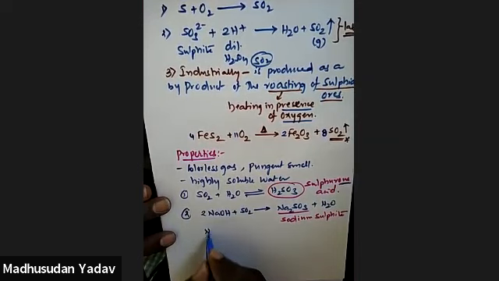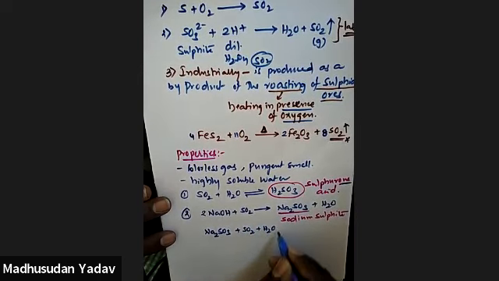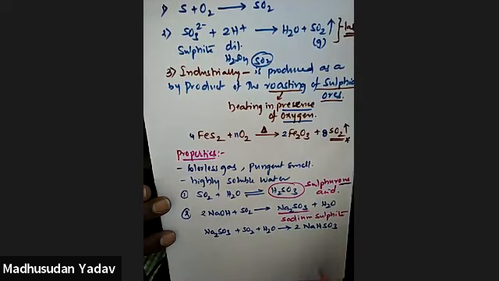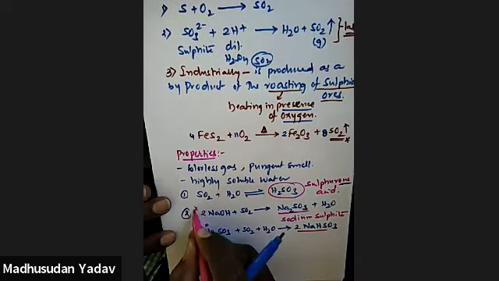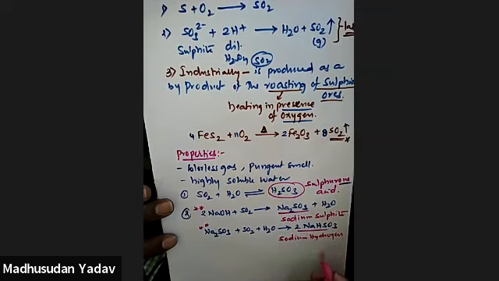Okay, this Na2SO3 on further reaction with sulfur dioxide in the presence of water will convert to sodium hydrogen sulfite, NaHSO3. So what is the name of this? This equation is important. Both are important. What is the name of this? Sodium hydrogen sulfite.